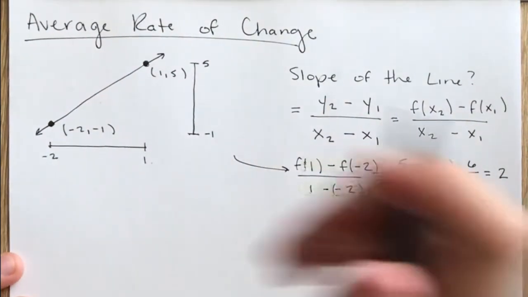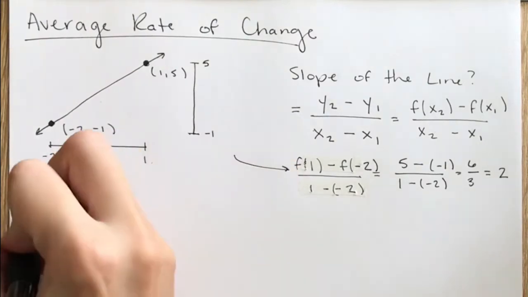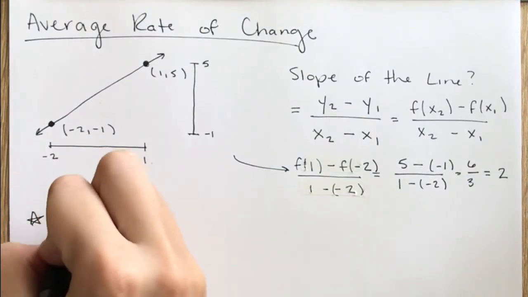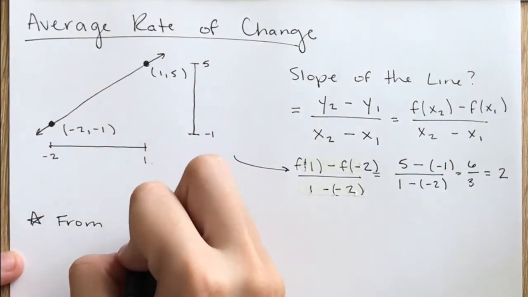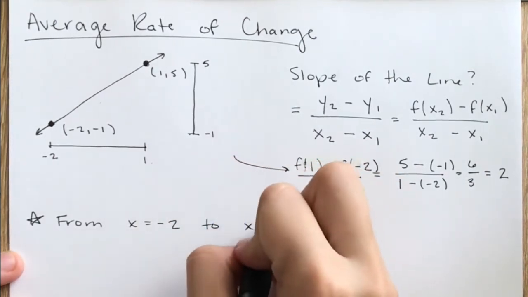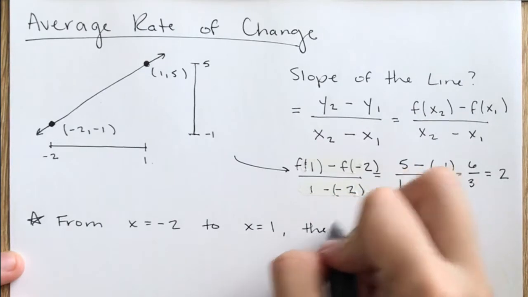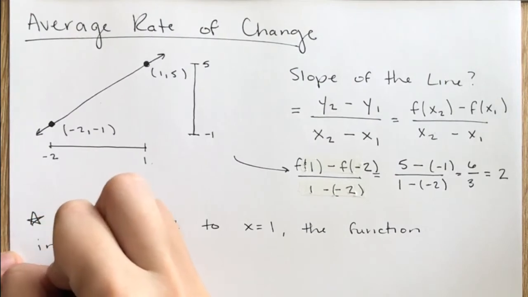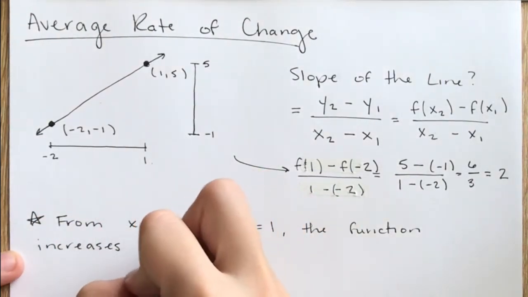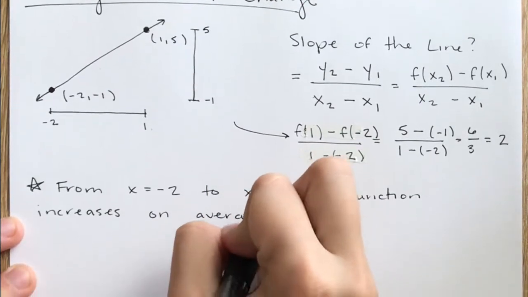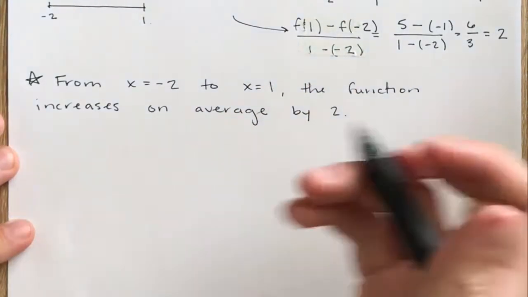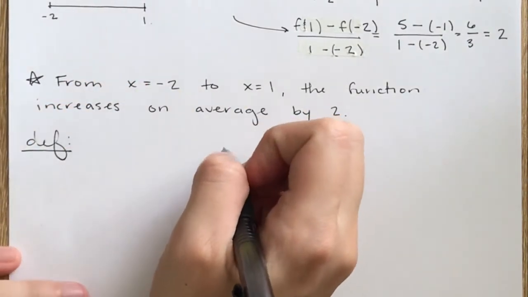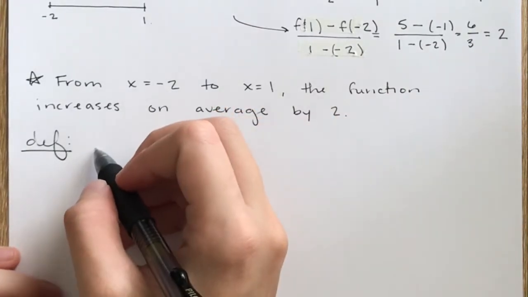Okay, so what does that mean about this function? Well, in words, really quickly, all it really means is from x equals -2 to x equals 1, the function increases on average by 2. So what does this mean? Let's look at the definition of average rate of change now.